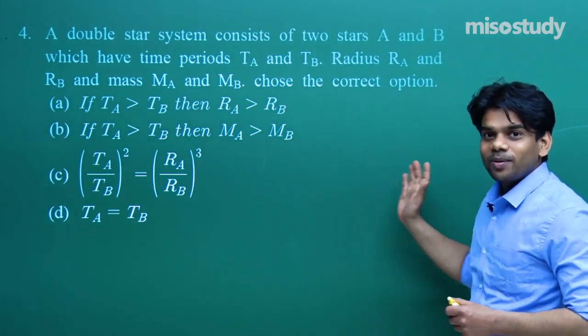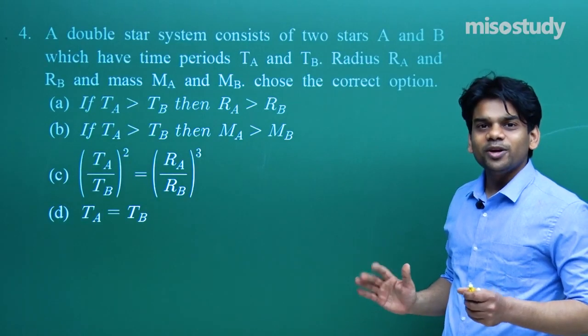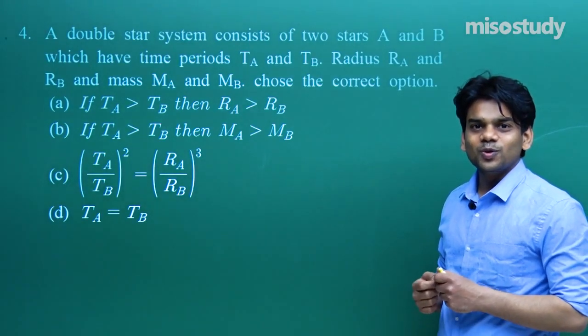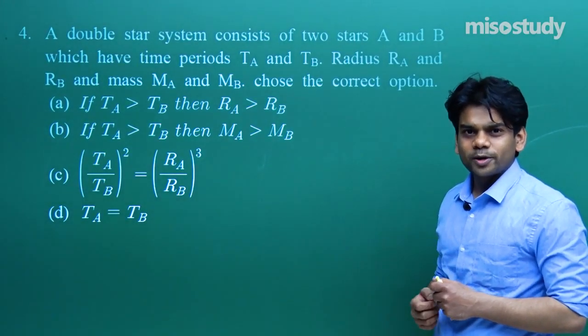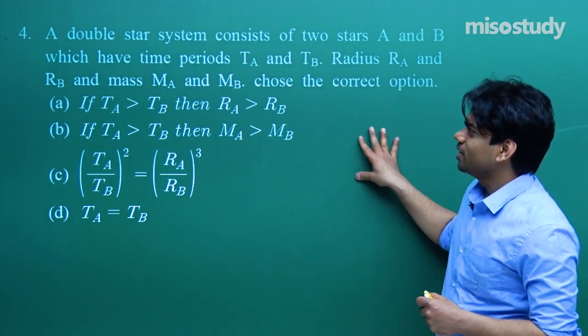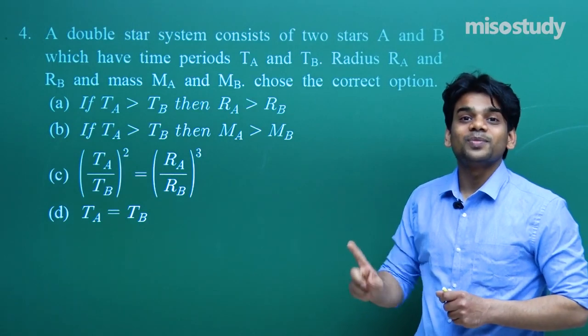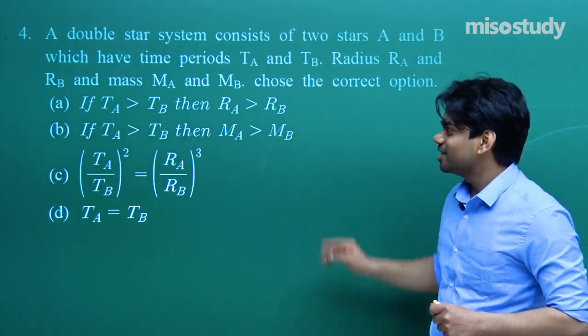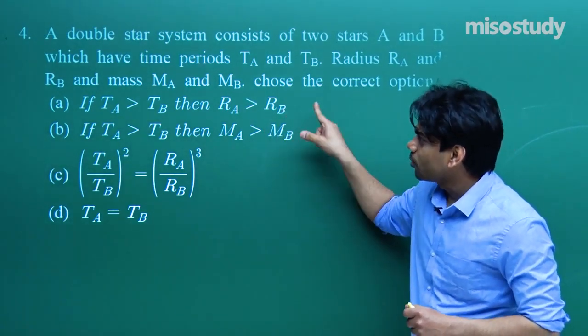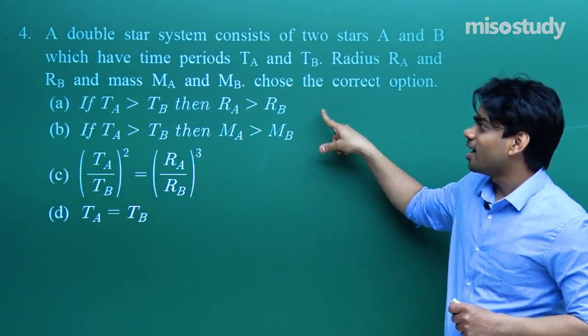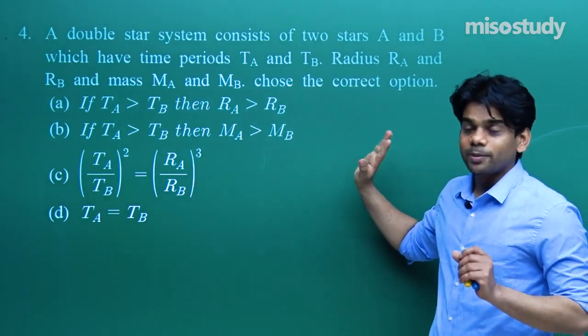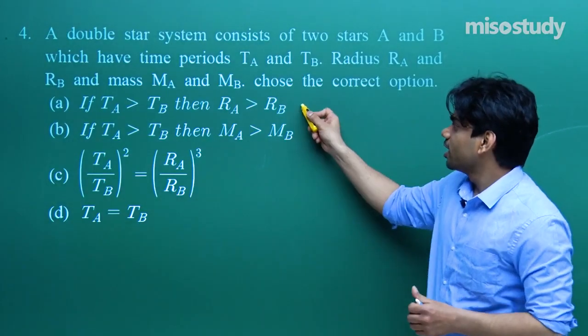Now see, it's a case of double star system. Don't try to frame that T square is proportional to R cube. You will reach there, and then again you will be finding some relation. In a double star system, time period is the same for both the stars. So in option A, TA is greater than TB, then RA is greater than RB. First of all, they are both the same, so this option will be incorrect.